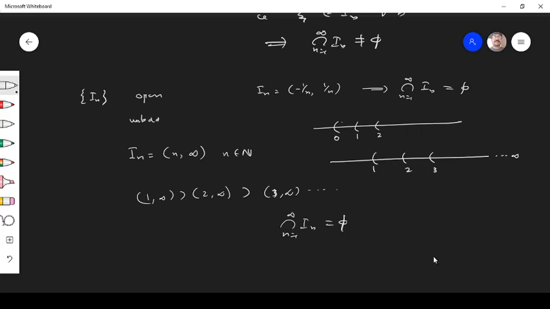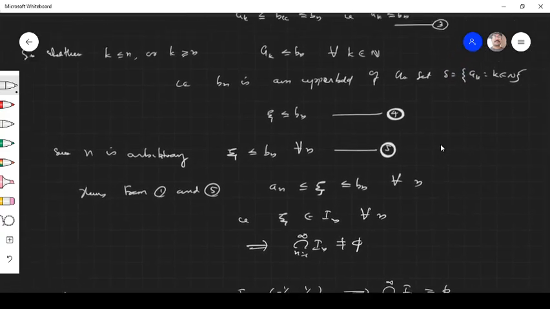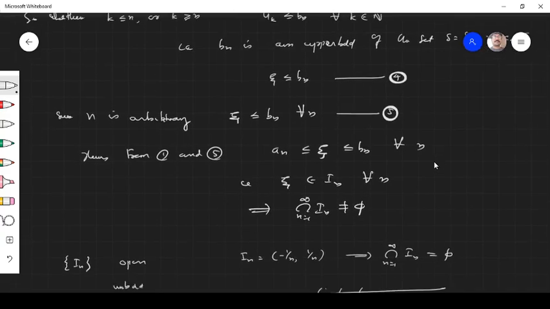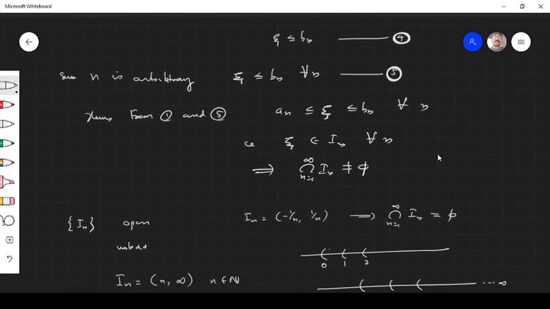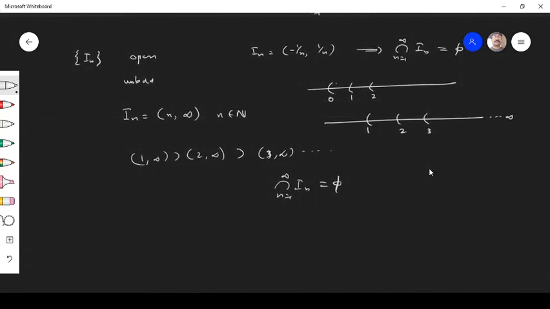So the nested interval property is satisfied only if we have a nested sequence of closed and bounded intervals. If it is open, it need not be true. Similarly, if it is unbounded, then also the result may not be true. That's how the nested intervals property theorem works.